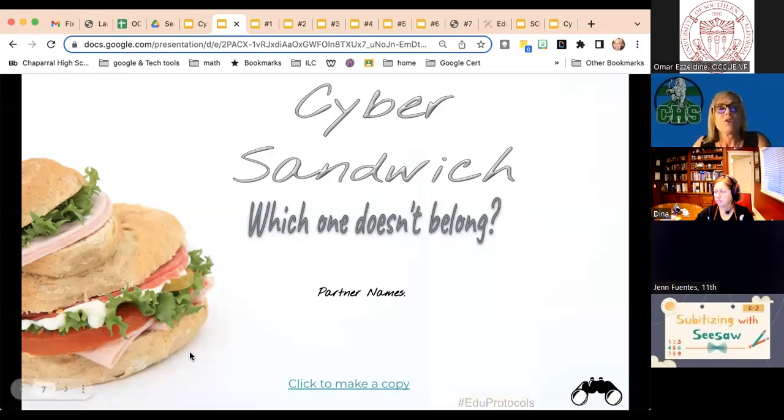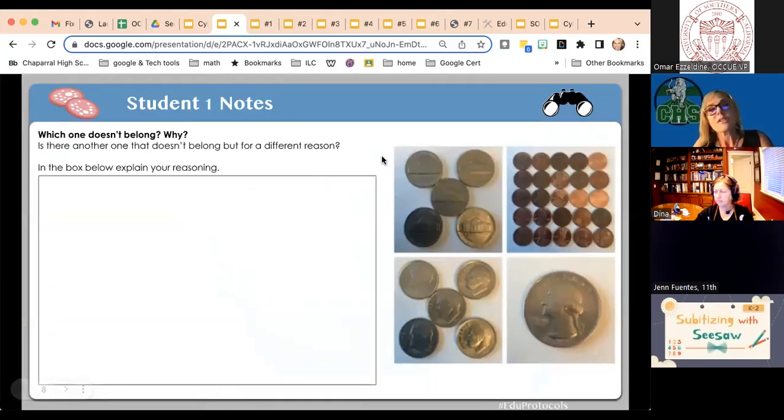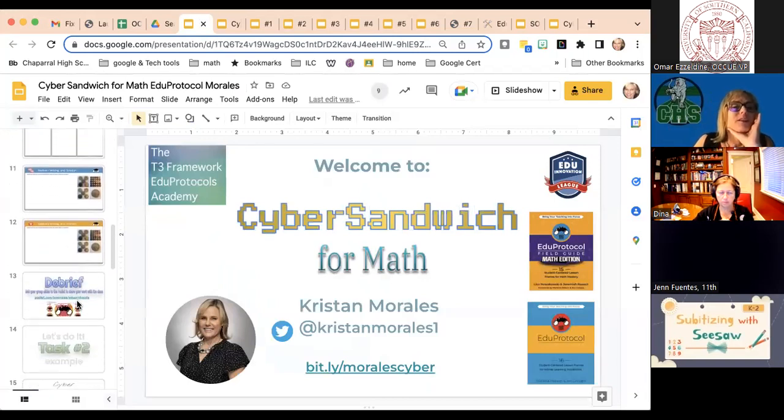Now, before I start giving you the copies, because I made copies for you so you can just collaborate silently since we can't talk in a Zoom breakout room, on the Cyber Sandwich there's always student one notes. So once you get on one of these slideshows, one of you will be student one. And this is the Cyber Sandwich task we're doing. It's a which one doesn't belong. You look at it on slide one and say, okay, this is how I'm going to solve the problem. And you write out what you think you're going to do.